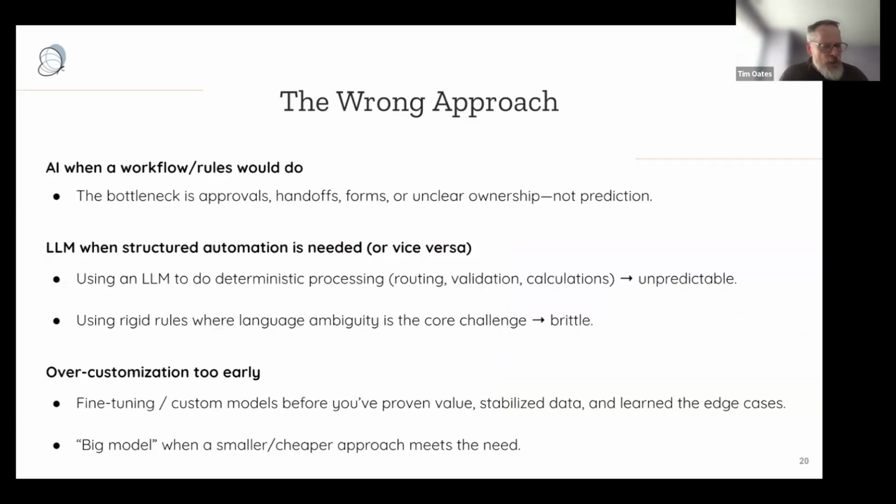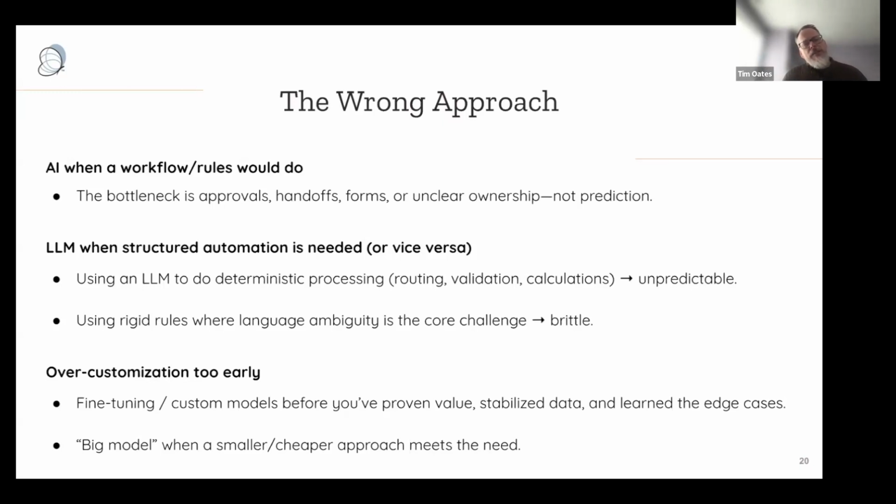And this is one thing that I harp on a lot inside the company: there's a tendency, especially these days, to go, we're going to throw Gen AI at it. But it turns out that if what you've got is some weird bottleneck with approvals or handoffs or forms being routed, or the ownership of something is unclear, it's not a prediction problem. It could be just that you need some rules or you need an improved workflow. And it might be the case that machine learning can help you figure out what those rules are, but you don't necessarily need to go, boom, let's throw an LLM on that thing.